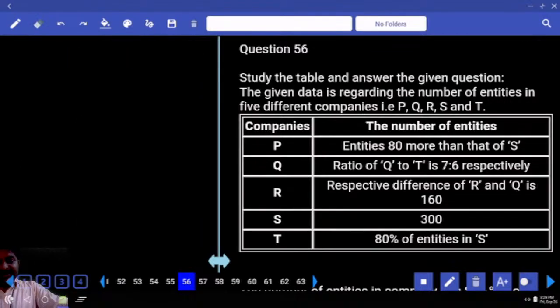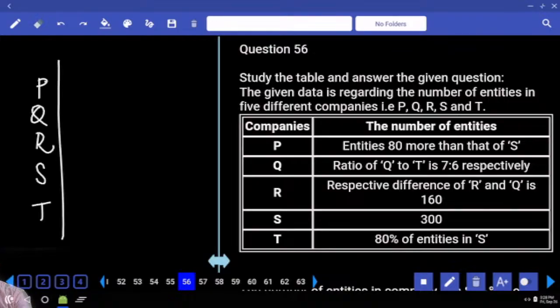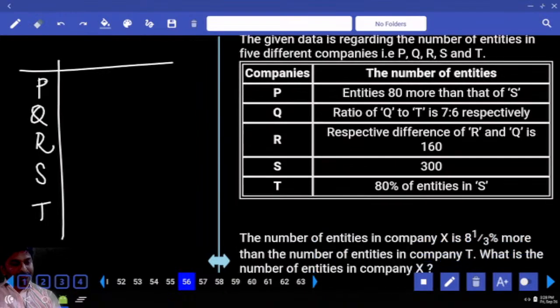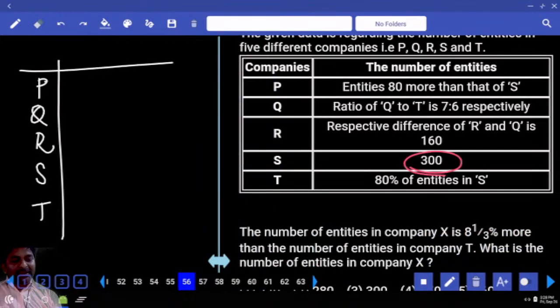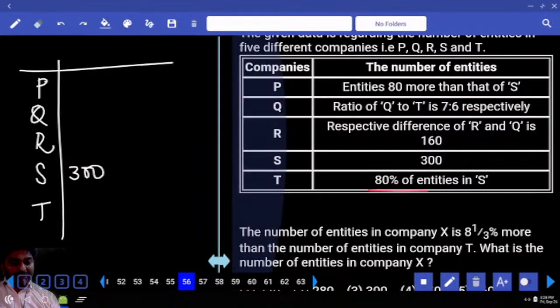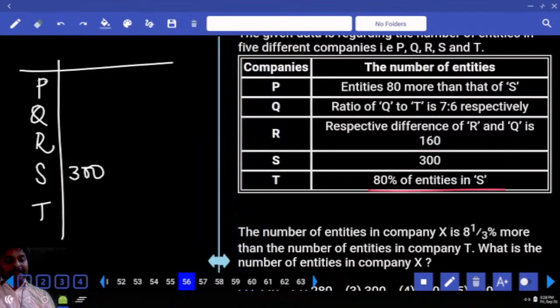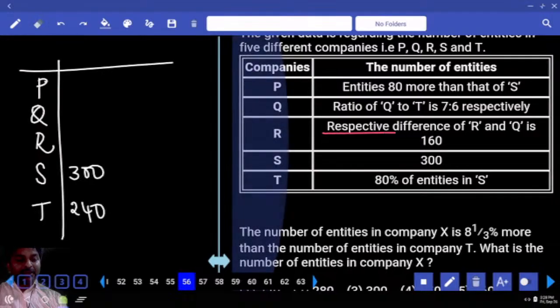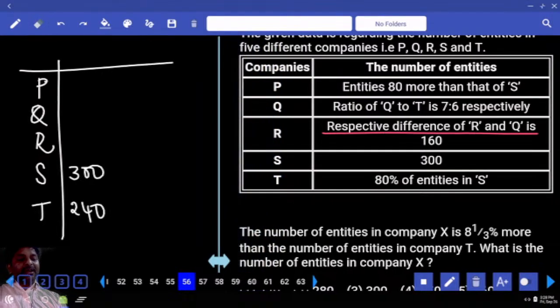56 onwards, there is a table, data given regarding the number of entities in 5 different companies, P, Q, R, S, T. Number of entities, look at the table. There is a number clearly for S, which is 300. T, when you look at T, 80% of 300, which is 240.